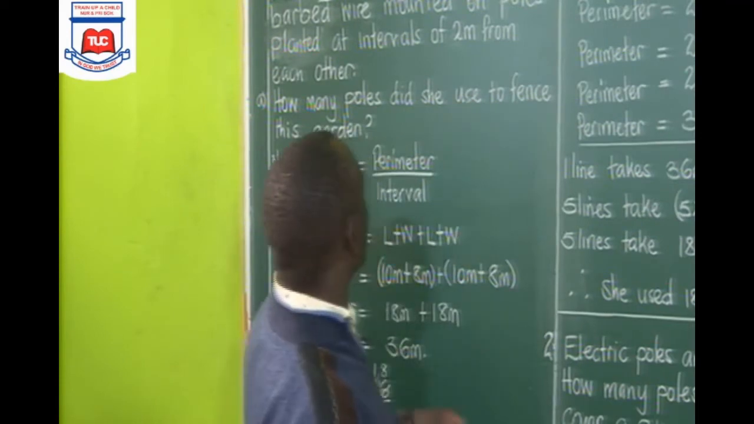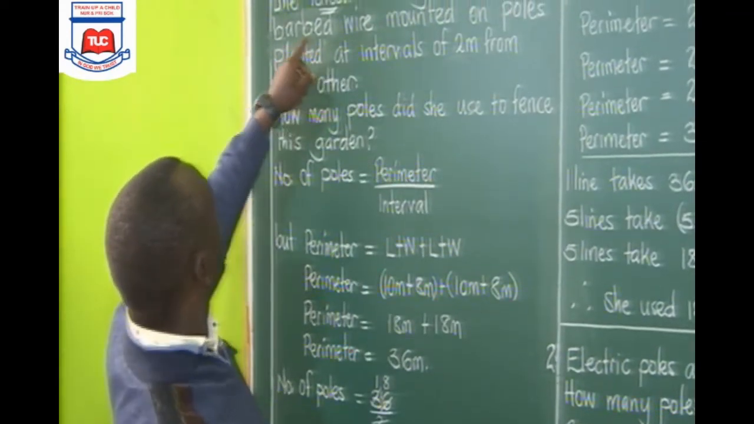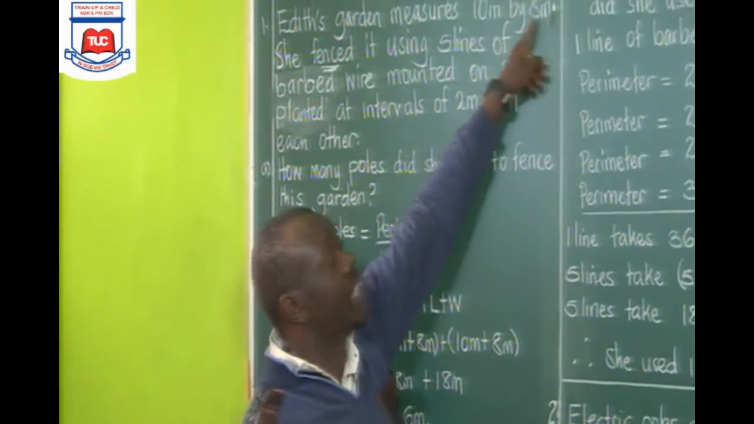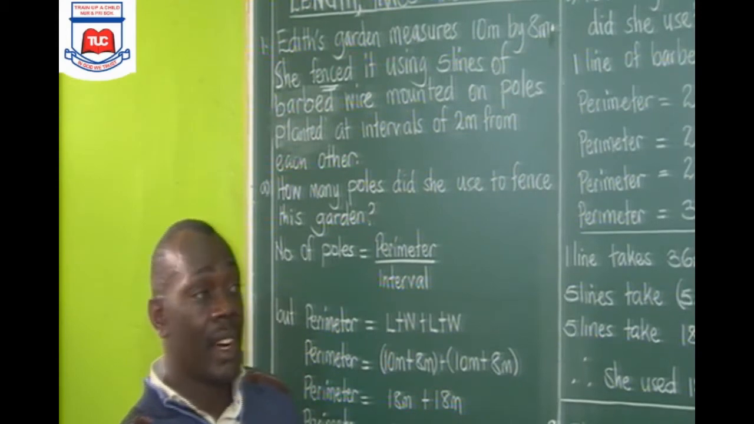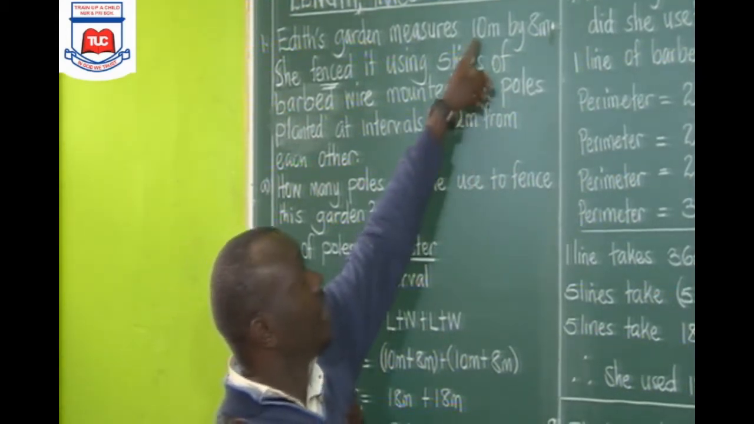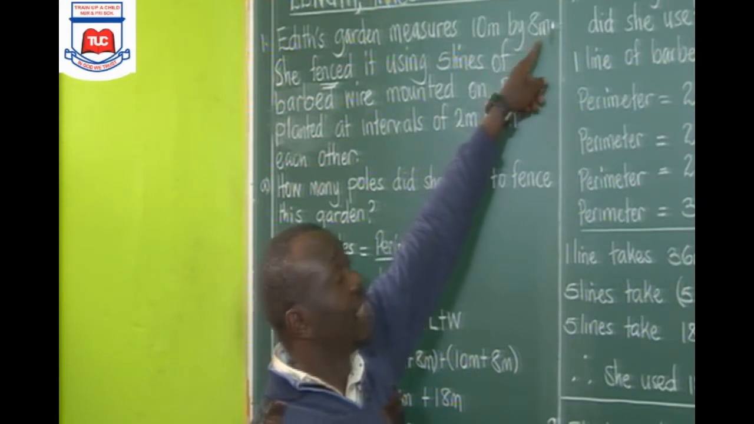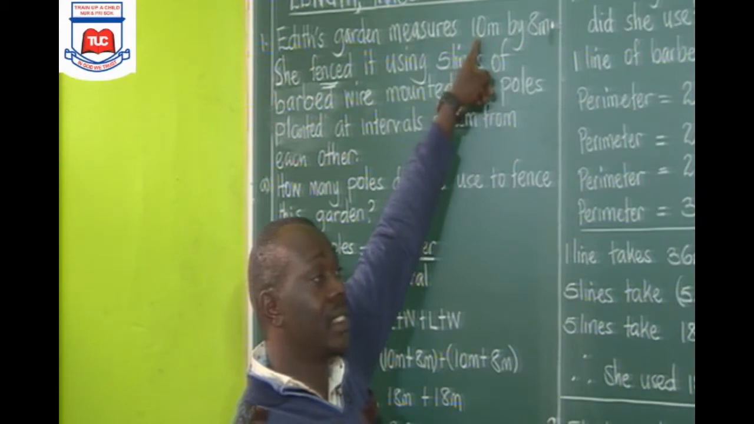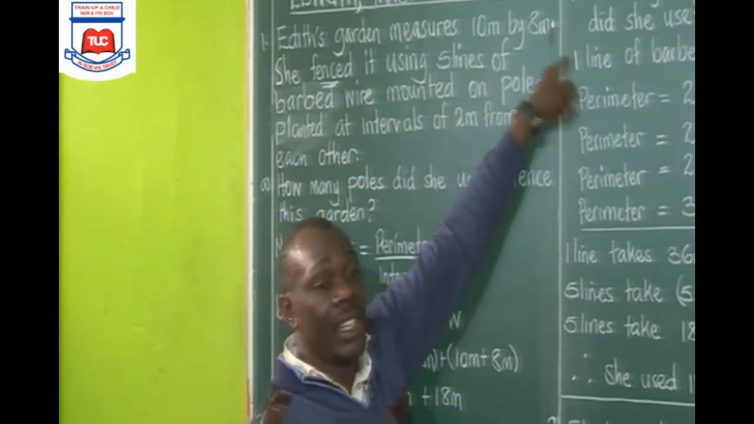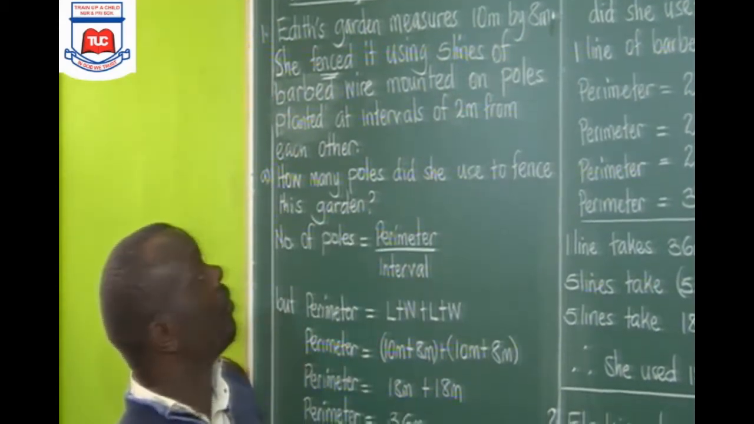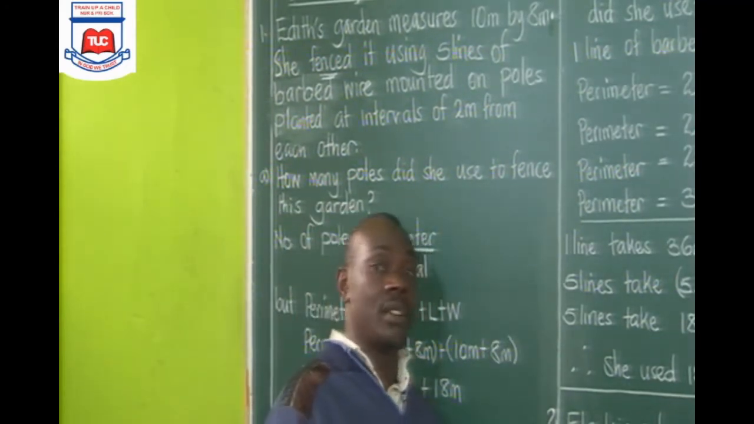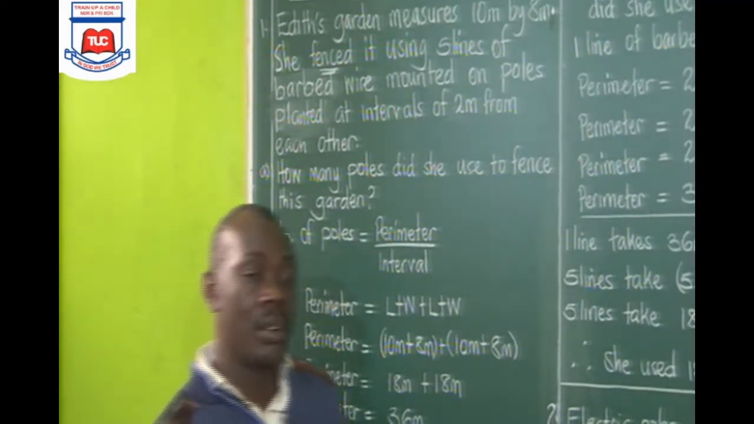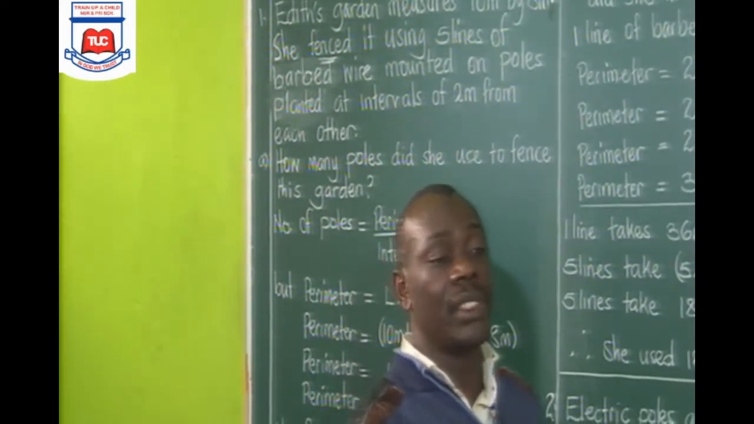Now, the question is, what's the shape of this garden? As I've read, the garden measures 10 meters by 8 meters. Also, that language shows that the first one is length and the next one is width. So it is 10 meters in length and 8 meters wide. Therefore, this garden is in the form of a rectangle, so it is rectangular. Therefore, distance around a rectangle gives rise to application of perimeter.